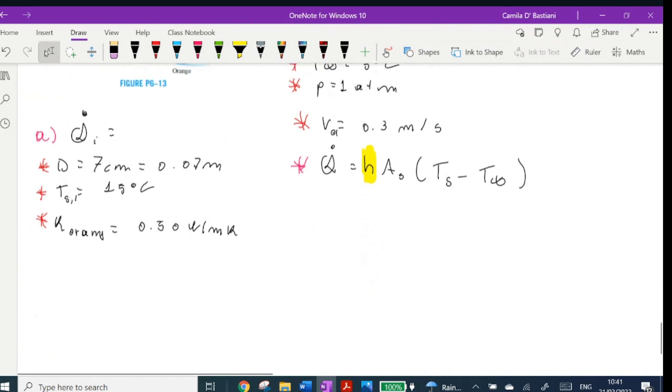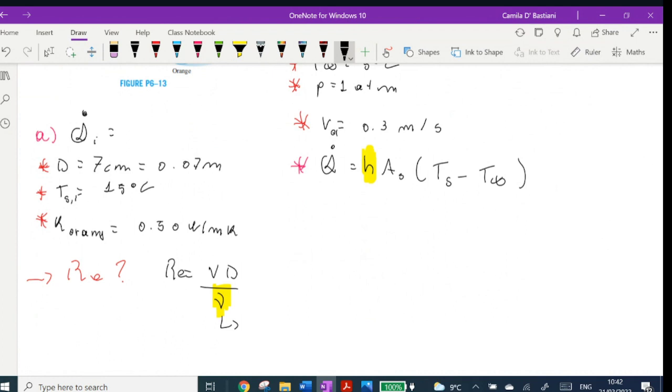The first thing we're going to do here is find the Reynolds number. Well, Reynolds number is equal to velocity multiplied by diameter divided by my viscosity. We don't have the viscosity. We need to read that for the air, okay? So again, tables. We're going to read that. In this case, it's at the film temperature of the air, okay?